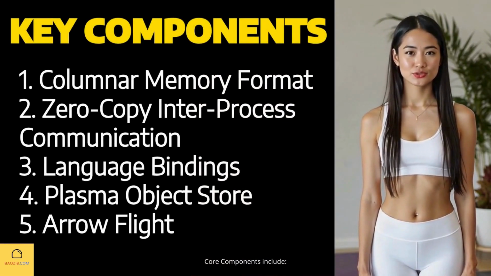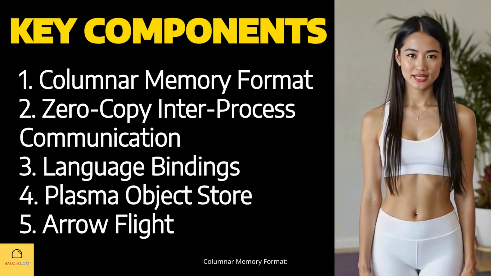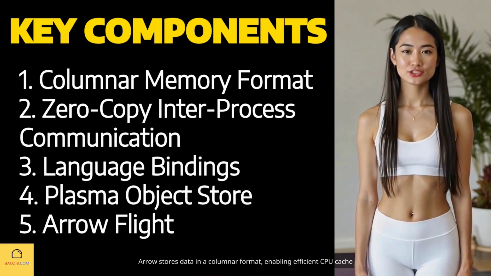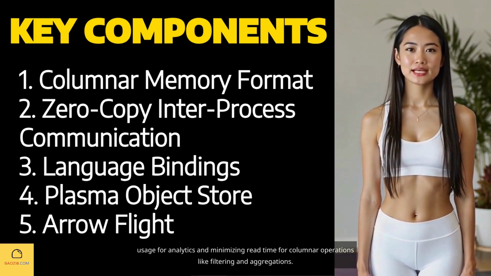Core components include 1. Columnar memory format. Arrow stores data in a columnar format, enabling efficient CPU cache usage for analytics and minimizing read time for columnar operations like filtering and aggregations.